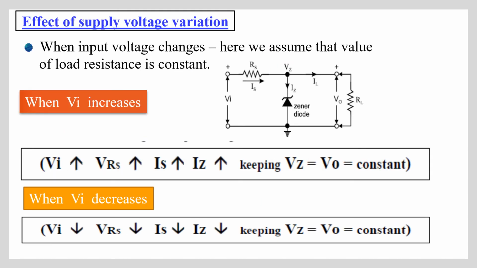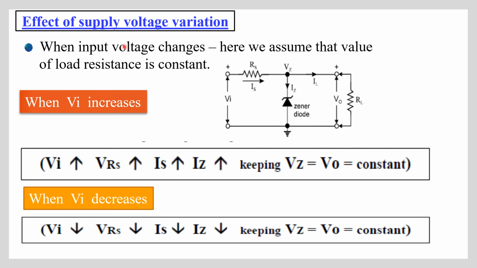So we have seen the VI characteristics of the Zener diode. Now let us see how the Zener diode is used to regulate the input voltage. If there is an increase in the input voltage or an increase in the load current, how will the output remain constant? So, the Zener diode as a voltage regulator.